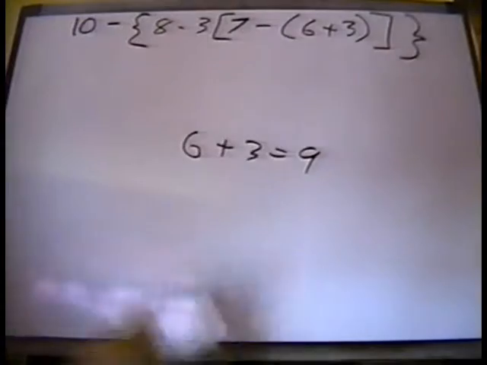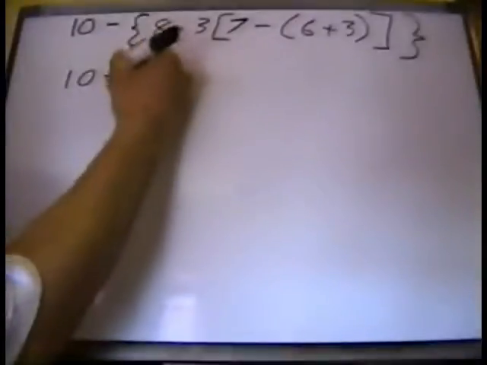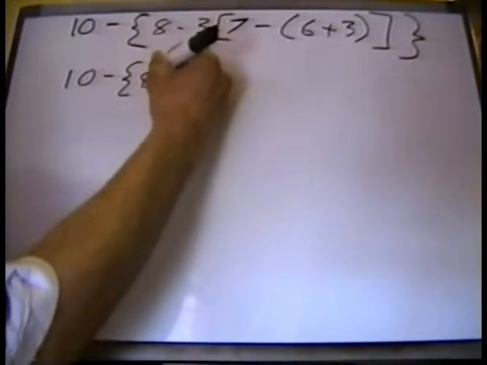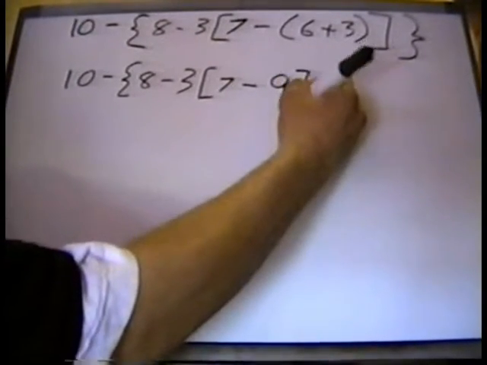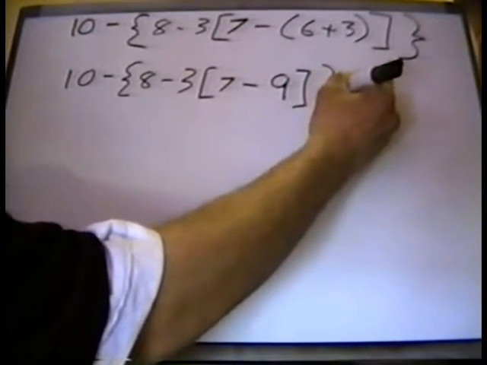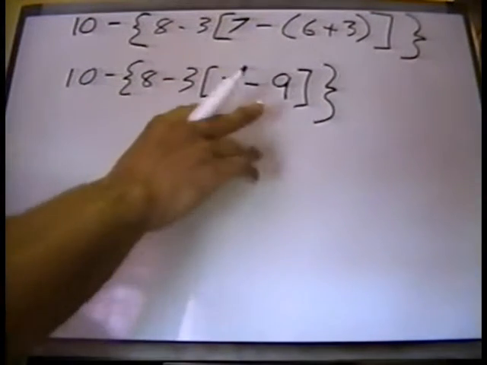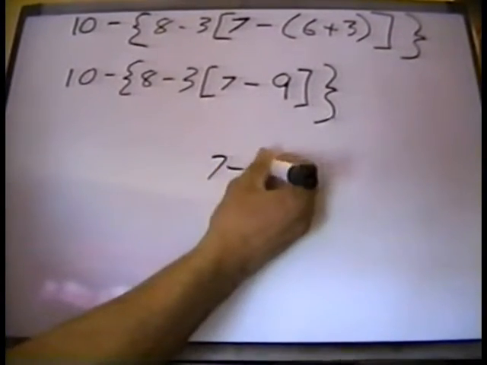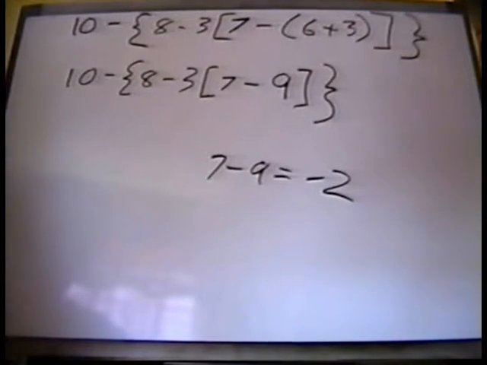Okay. Seven minus 9. Okay. Now we just eliminated one set of grouping symbols. Now we work on the next set of grouping, which is the braces. You get 7 minus 9, which is -2. So we replace what's in the braces with -2.